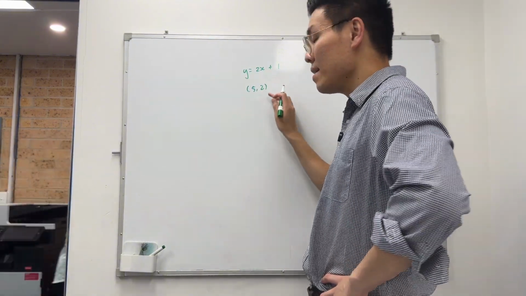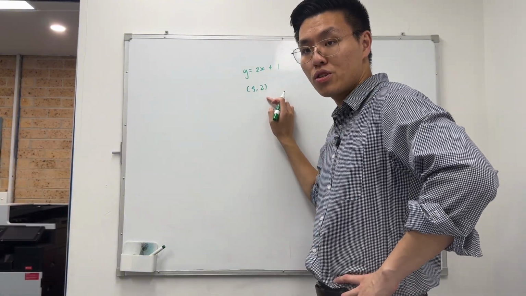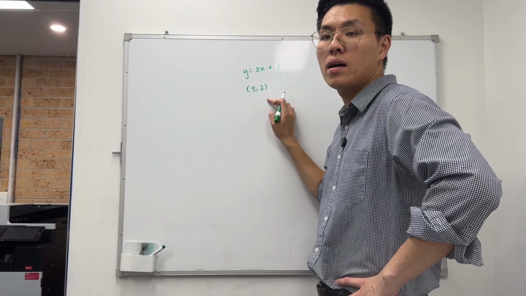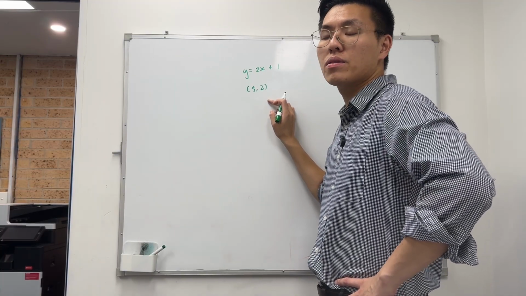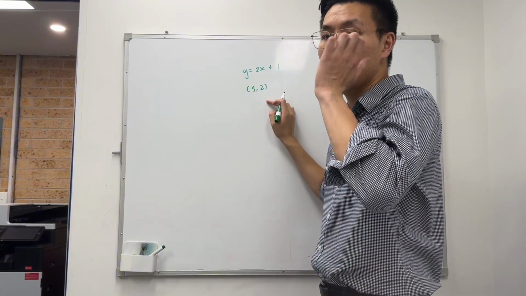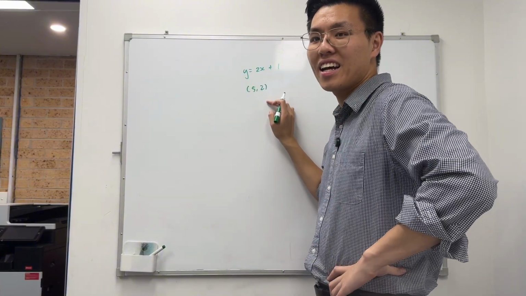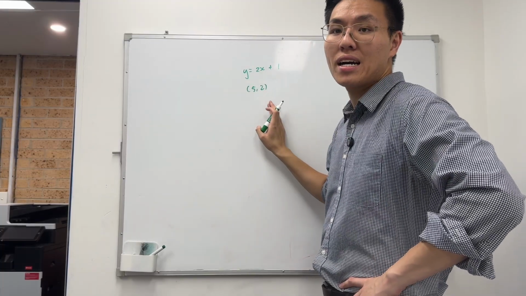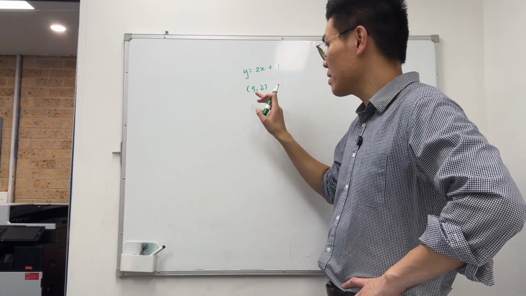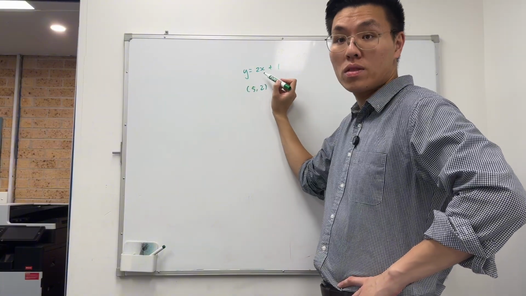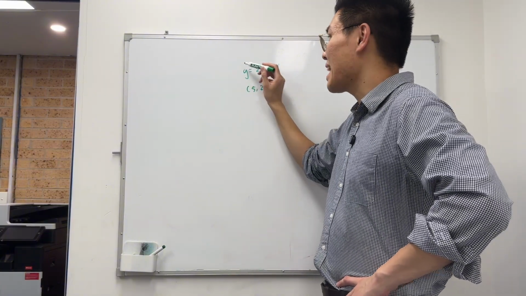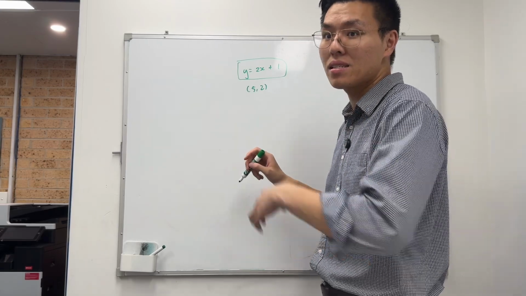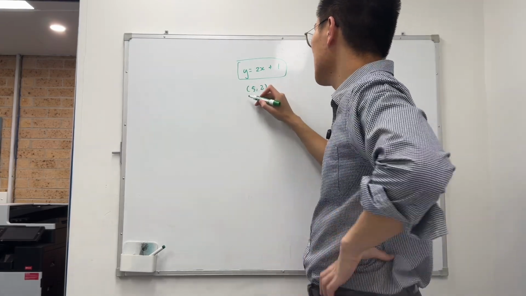So you substitute it in, okay? And when you substitute it in, what do you expect will happen? It won't equal 0, or 1, or 2, or 3. You would expect that the left-hand side and the right-hand side are equal. Because if this point is on the line, that means it satisfies this equation. And satisfying this equation means left-hand side equals right-hand side. So let's just try that.